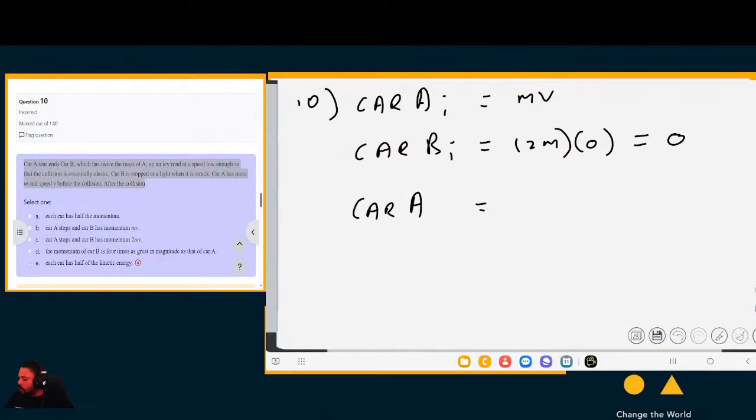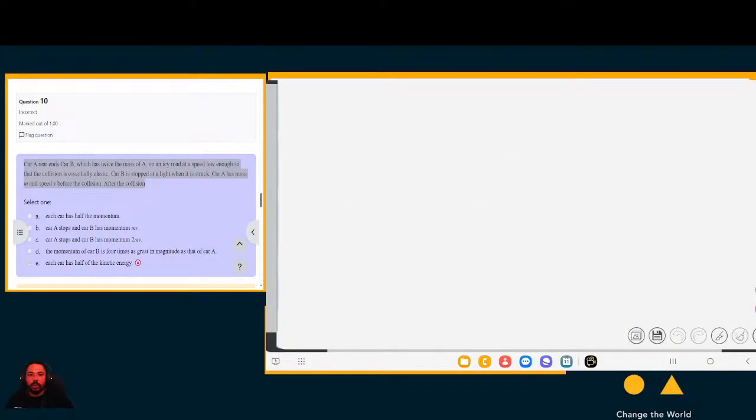Okay, guys, I've given you the answer, but I realize I have made a mistake here. I did get the correct answer, but the method I used is wrong. The answer is that the momentum of car B is 4 times as great in magnitude as that of car A. Okay, that is the correct answer.